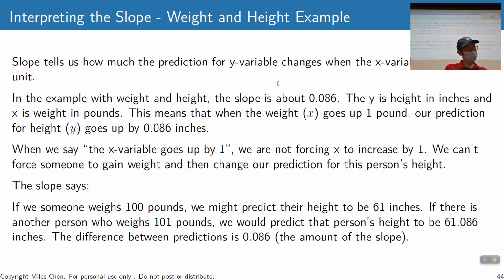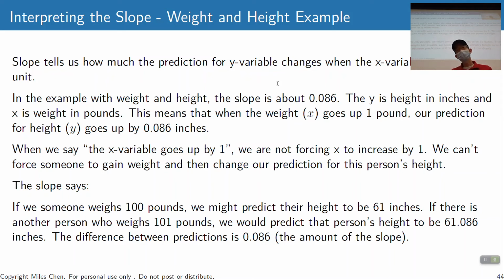And if we're predicting this person to be 61 inches, the person who weighs 1 pound more, we're predicting is going to be 61.086 inches, just the amount of the slope, 0.086 inches taller. Now, it probably doesn't make sense to compare 100 versus 101 pounds, but maybe 100 versus 110 pounds. So on average, if someone weighs 100 pounds, maybe we're predicting them to be 61 inches tall.